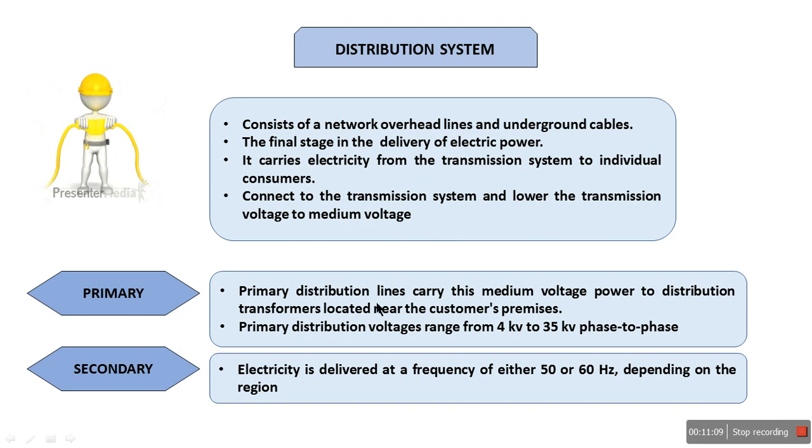The primary carries this medium voltage to the distribution transformer located near the consumer premises. The primary distribution voltage ranges from about 4 kV to 35 kV phase to phase, and the primary is referred to large industrial users. Okay, for the secondary, electricity is delivered at a frequency of either 50 or 60 Hz depending on the region.